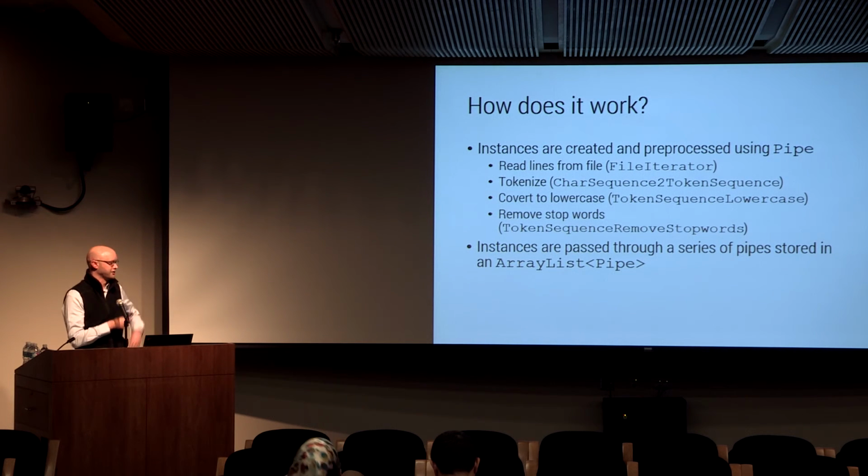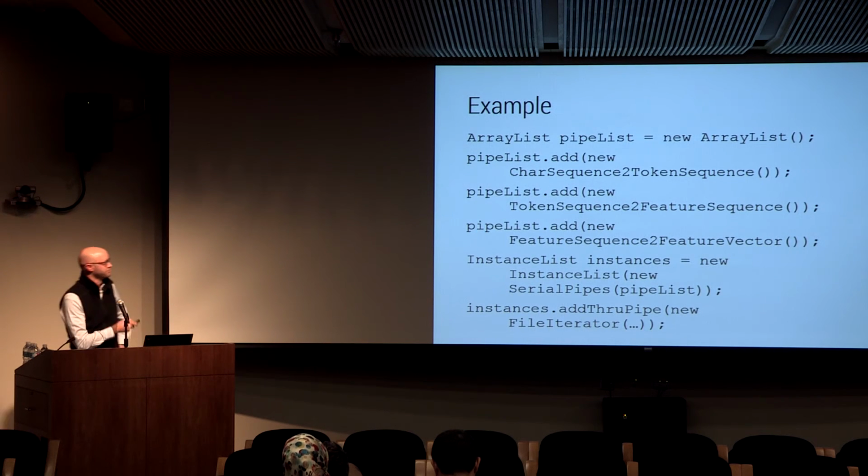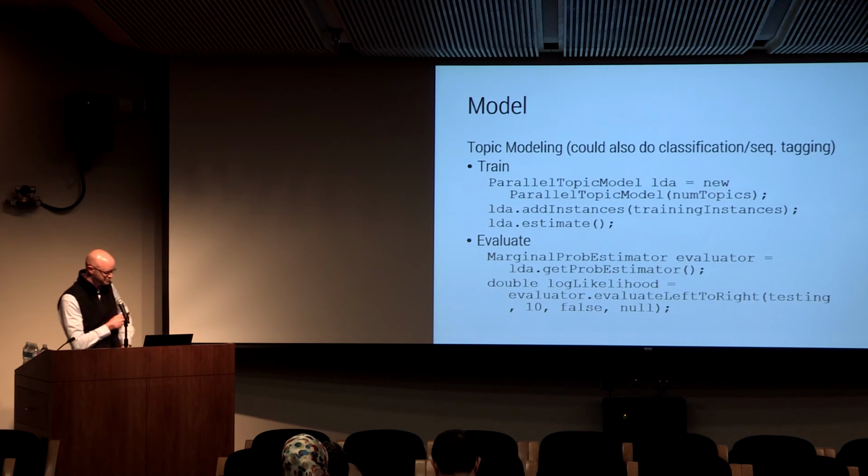So how do you actually get your data into the software? You read lines, so there are tools to iterate over files. Then you do some tokenization. You have all these things stored in a pipe object to transform your data, and you have an array list of pipes. Here's an example of that. We don't need to go through it. Then to model your data, it's as simple as saying, create me a parallel topic model. This is a version of the model that just optimizes over the cores in your processor. You have to specify the number of topics, and then you estimate the parameters.